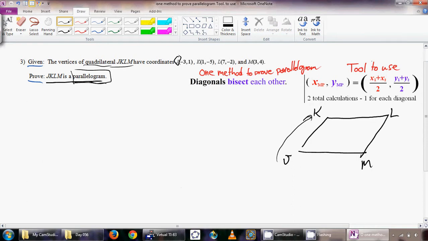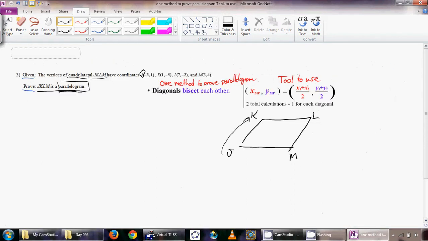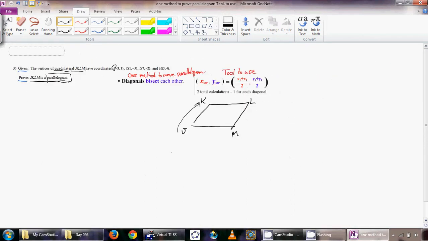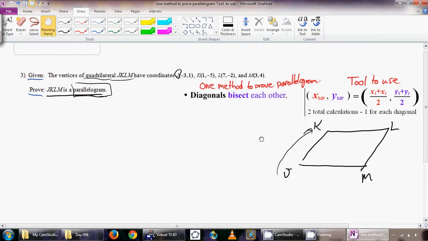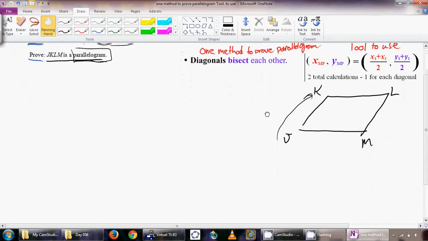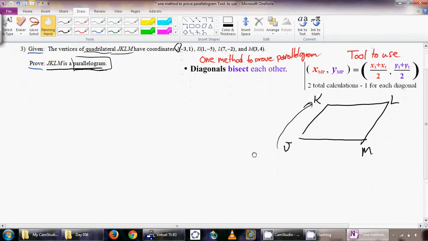And yesterday, we learned how to prove quadrilaterals are parallelograms, and we learned 3 methods. This was the 3rd method. I'm going to focus on it today because it's the shortest, the quickest out of the 3 methods we learned. What we have to do is show that our diagonals, JL and KM, bisect each other.